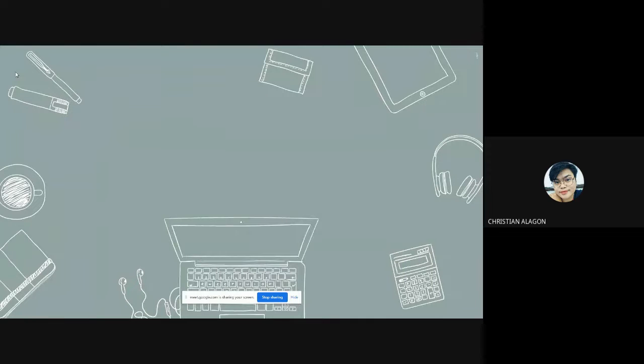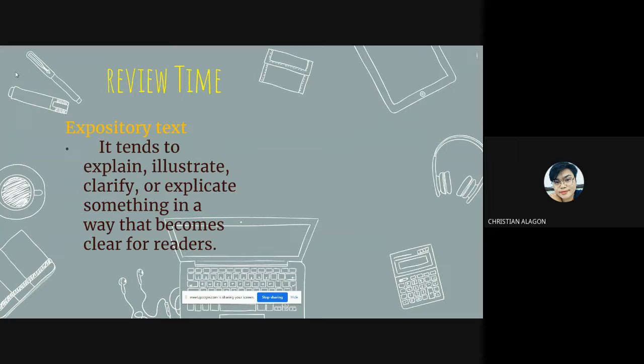What was your topic yesterday? Does anyone remember? I heard it. Expository text. So what is expository text? It stands to explain, illustrate, clarify, or make explicit something in a way that becomes clear for readers. So expository text can help us clarify something or information that we have in reading material.